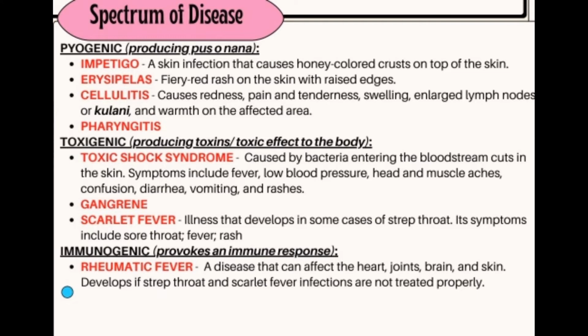And lastly, we have immunogenic, meaning it provokes an immune response. We have here rheumatic fever. It is a disease that affects the heart, joints, brain, and skin. It develops from strep throat and scarlet fever infections that were not treated properly. Prevention of recurrent episodes and the development of potential serious outcomes of rheumatic heart disease require secondary prophylaxis with penicillin.